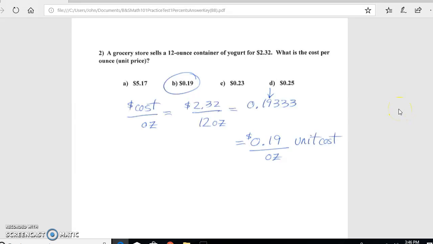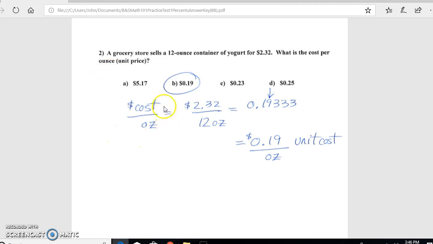This is the practice test for ratios, proportions, and percents for Math 101, and here we're looking at problem number 2. It says a grocery store sells a 12-ounce container of yogurt for $2.32. What is the cost per unit, or cost per ounce, which is called the unit price?